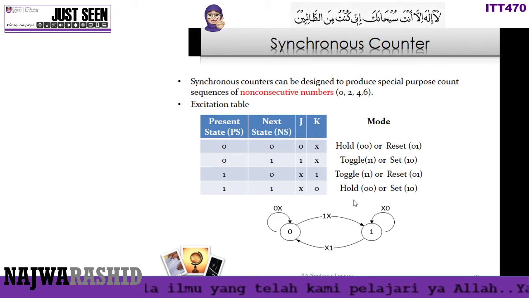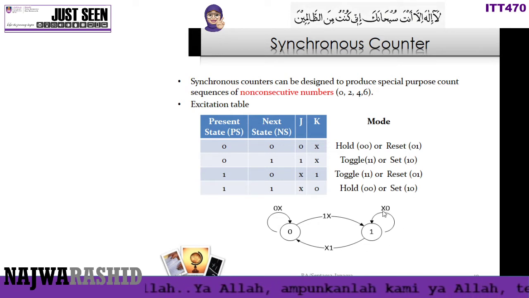Next, let's say we go from state 0 to state 1. So the possibility is 1X. If X equals 0, that means set. In set mode, we go to 1, Q equals 1. If you still remember the previous chapter on flip-flops, set is 1, 0. And if X equals 1, we will toggle. The current state is 0, and when we toggle, from 0 it goes to 1.